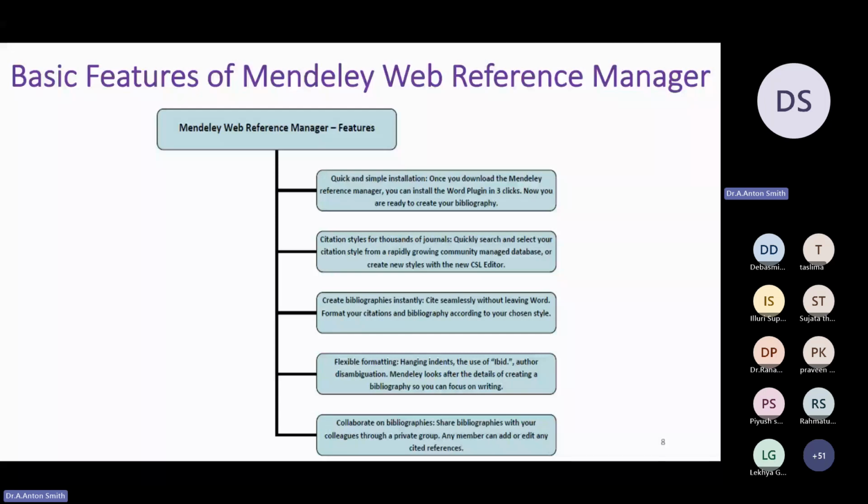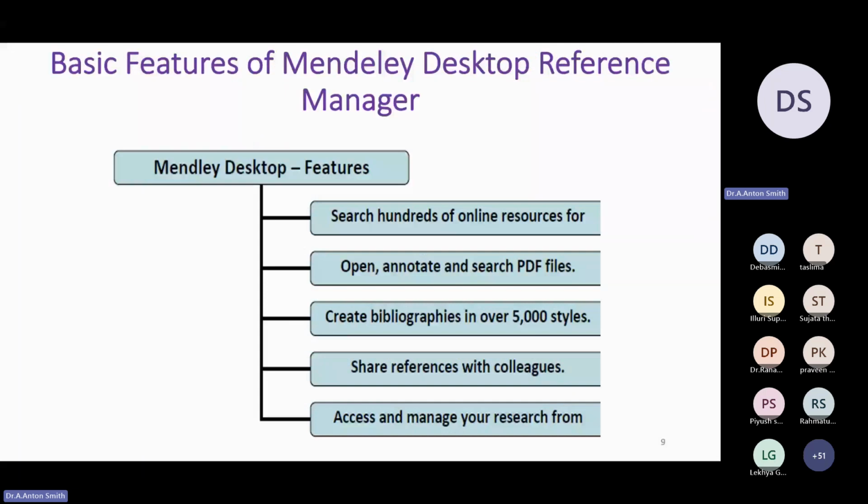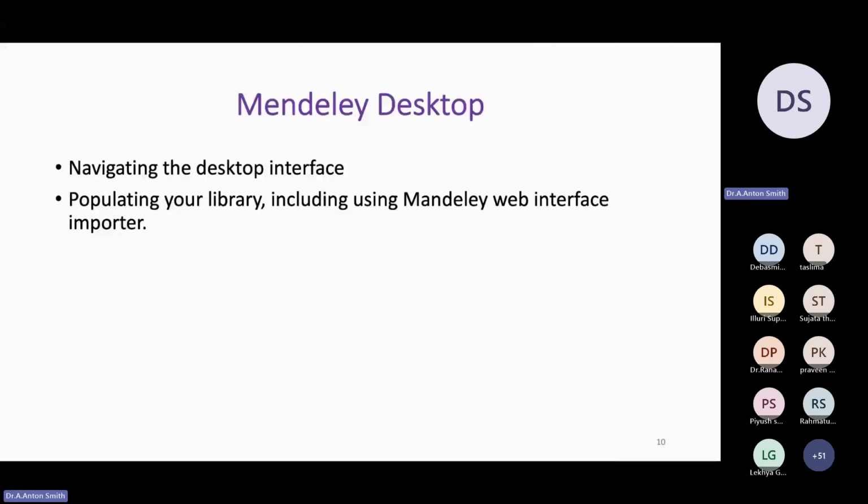Next, coming to desktop features, you can directly access hundreds of online resources for research purposes. You can open, annotate and search PDF files online and store them on your desktop. You can create a bibliography in over 5,000 styles available in the system, and share references with your colleagues. You can access and manage your research from wherever you're working. Coming to the desktop specifically, navigating the desktop interface and populating your library, including the Mendeley web interface, is done using the importer. This is the general outline.